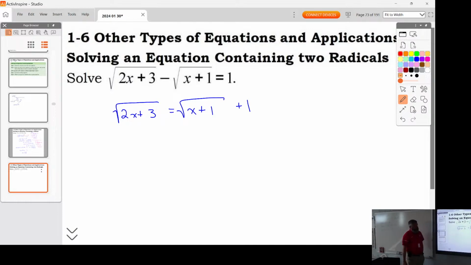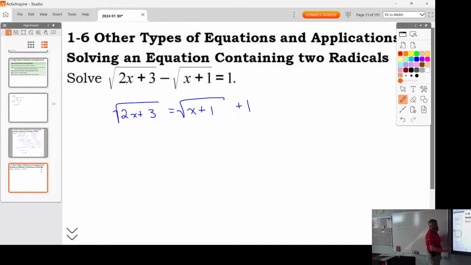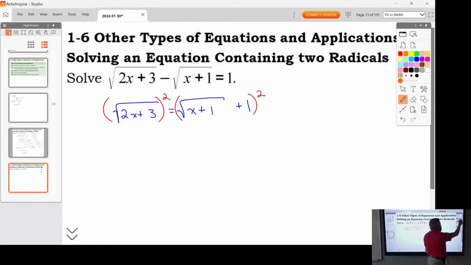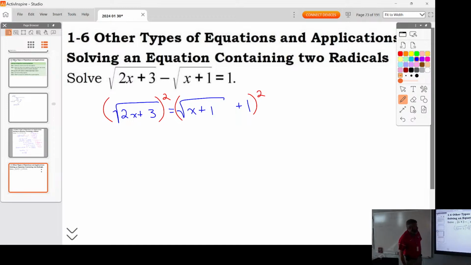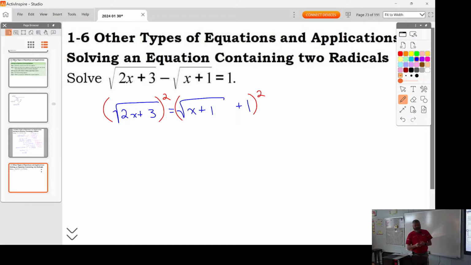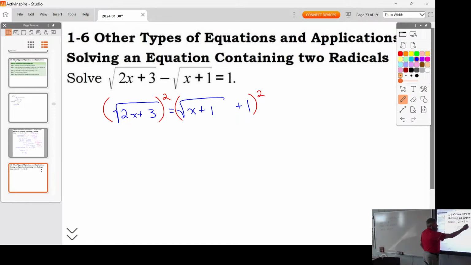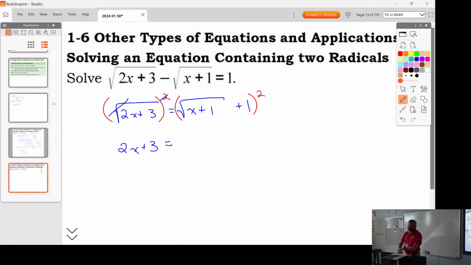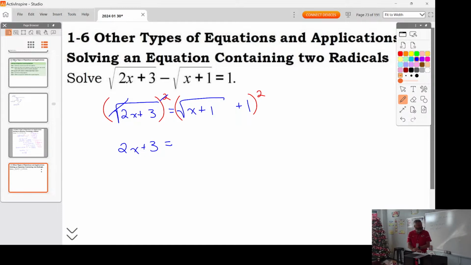I'm taking square roots, so to get rid of the square root, we will square both sides. Left side, squaring the square root cancels the radical, leaving me with 2x plus 3. And what about that right side? No, not that easy.